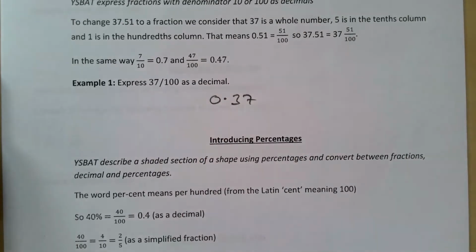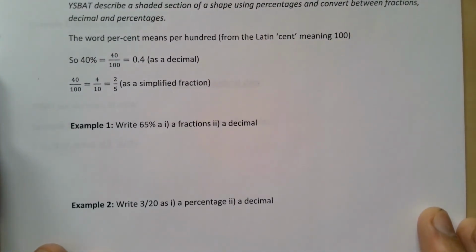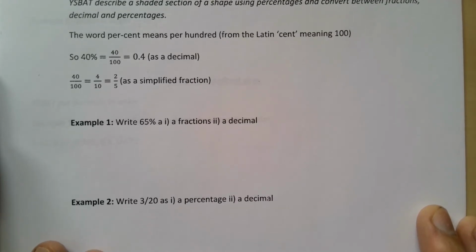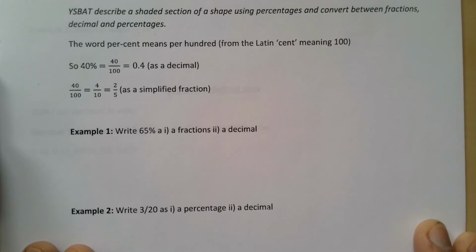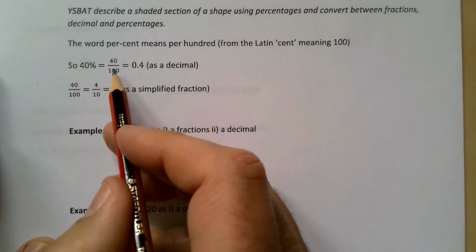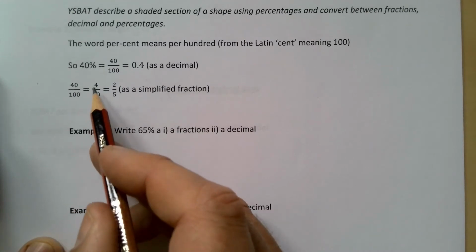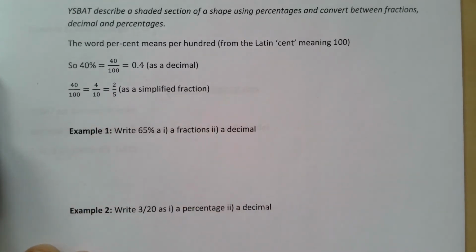That's just going to give us then 0.37. A wee bit then on percentages. You should be able to describe a shaded section of a shape using percentages and convert between fractions, decimals, and percentages. The word percent means per hundred, from the Latin cent, meaning 100. So 40% is 40 out of 100, and that's 0.4, or 40 over 100 is the same as 4/10, which is the same as 2/5.